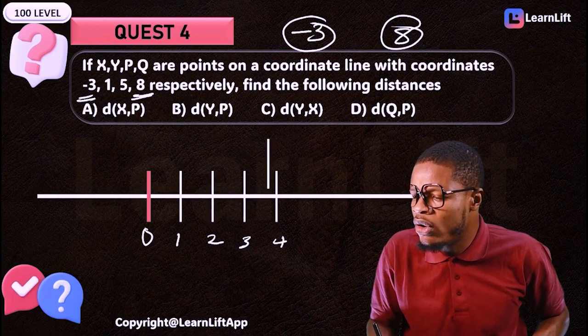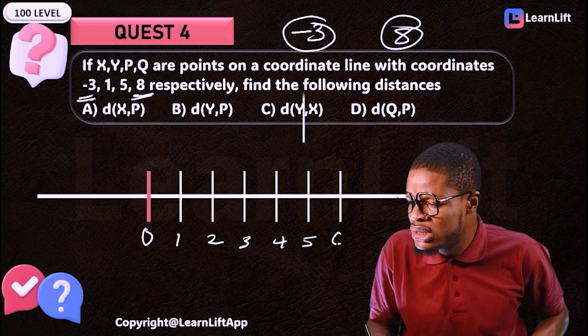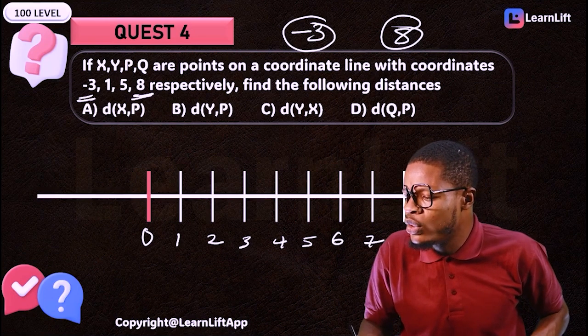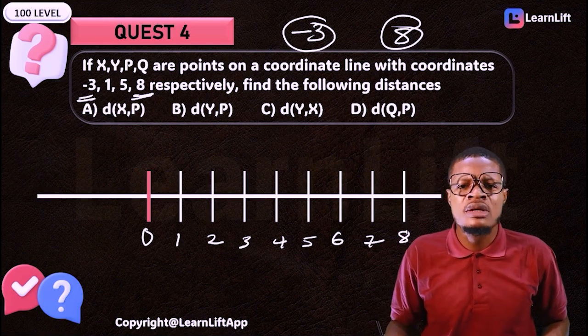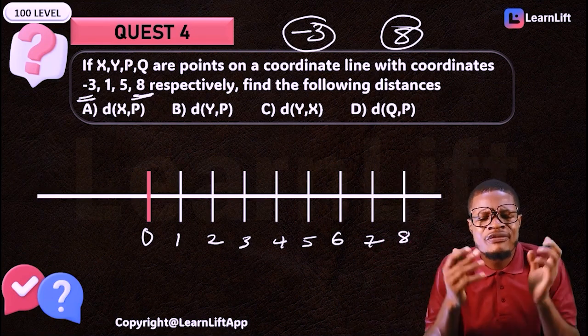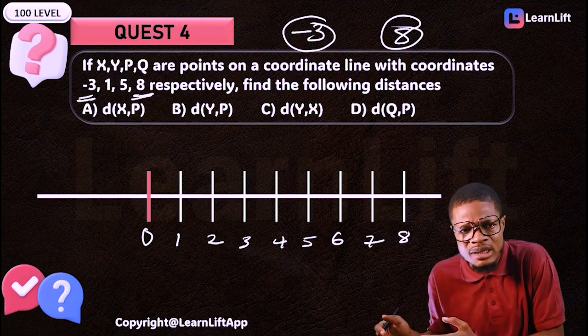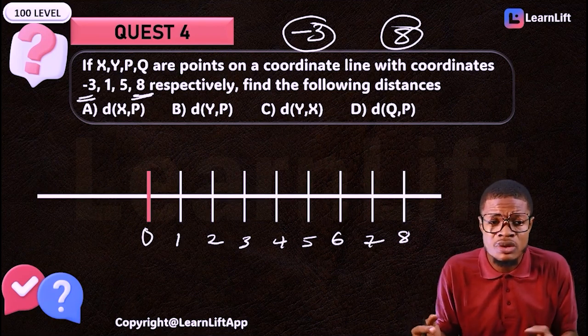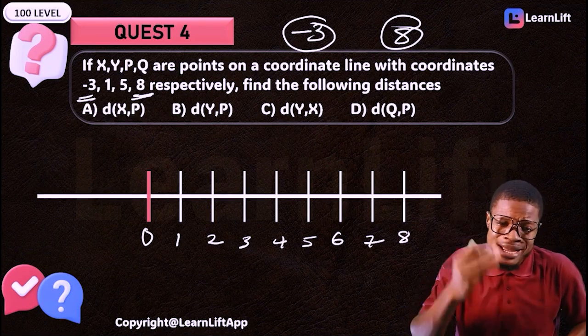Then you're going to see your 4. Then you're going to see your 5. You're going to see your 6. You're going to see 7. And then we're going to stop at what? 8. So if I have from 0 all the way to 8, that's not where we are focusing our gaze. It is minus 3 to 8.